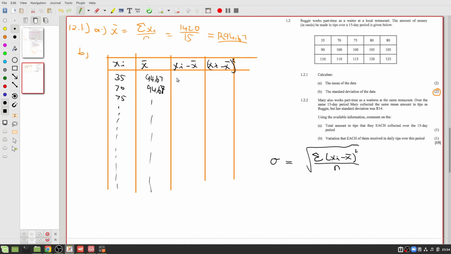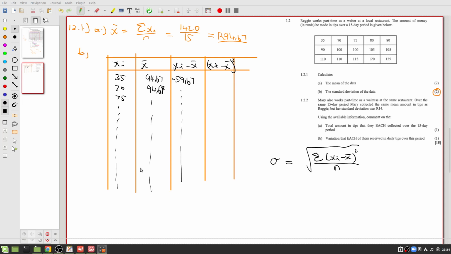So what is this value? 59.67, right? With a negative actually. But like I said, that doesn't really matter. And you do the same for all of them. Just take the difference between these two values. And then you want to square it. So what is 59.67 squared? Let's actually just do that one. 59.67, and we square that.